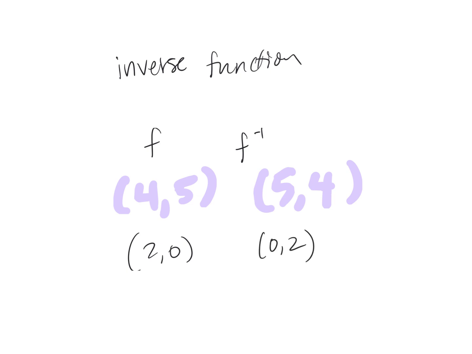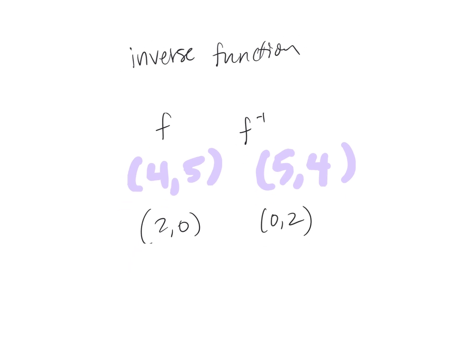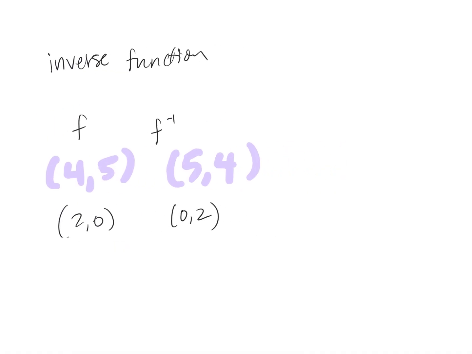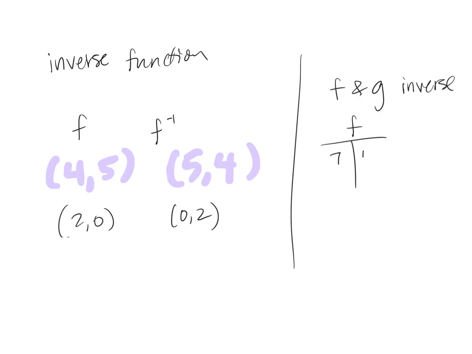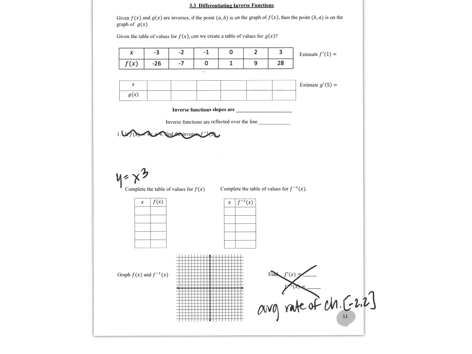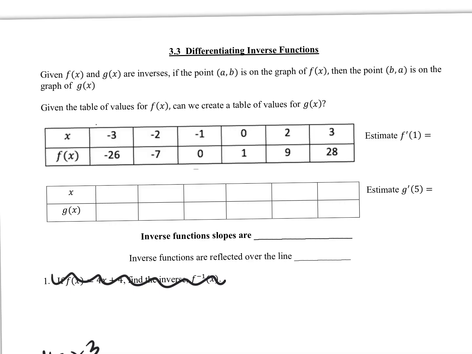Does it have to be f and f to the negative 1? No, they might say we've got two functions, f and g, and they are inverses. So if f has the point 7, 6, what point does g have? 6. Exactly. With that being said, let's remind ourselves what today is.